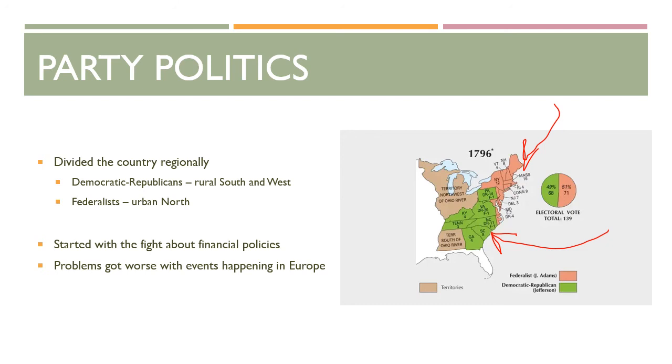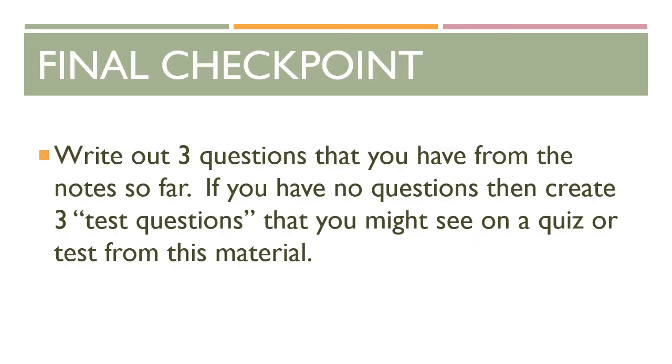The brown were not states yet, so they weren't voting yet. Those were territories. Again, this fight, this division, this argument began about financial policies, and Alexander Hamilton kind of started this argument that we needed to have at the beginning of our country. But some things started to happen over in Europe that we're going to talk about in the next lecture that made things even worse and the people more divided and more angry at each other.